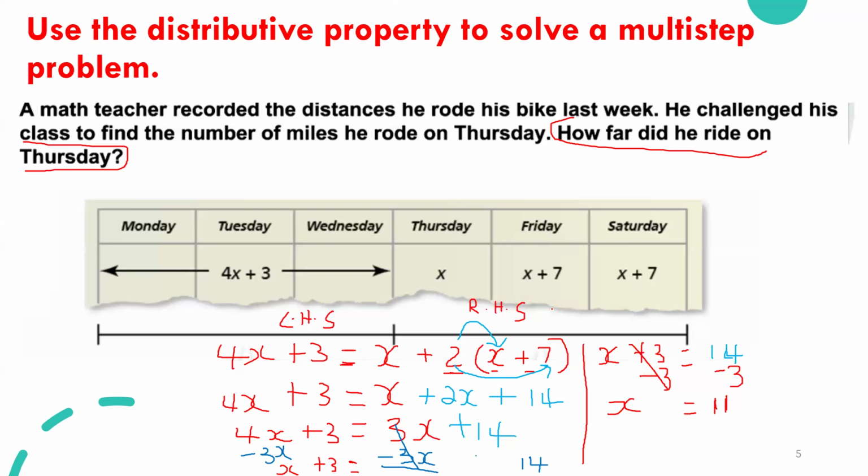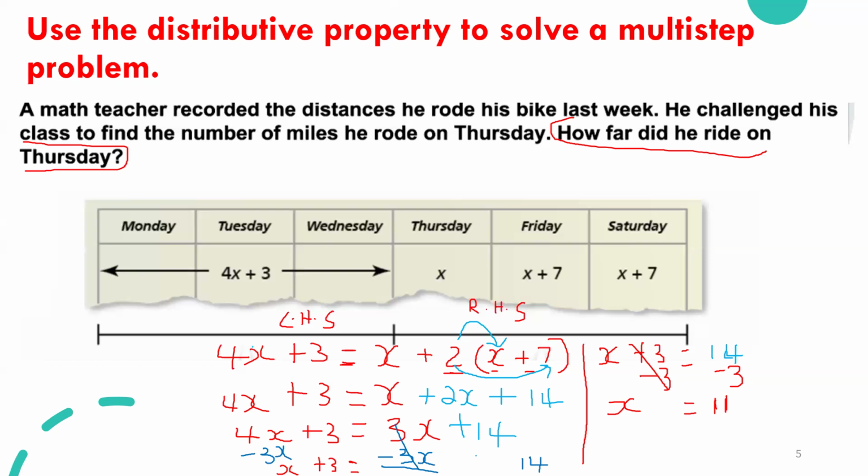Remember now that the question asks, how far did he ride on Thursday? Remember that x represents the distance he rode on Thursday. So he rode 11 miles on Thursday. And you can always check your answer to see if the value of x is true for the equation. All you need to do is substitute the value of x back into the equation. So here, this is the original equation right there: 4x plus 3 equals x plus 2 times the quantity x plus 7.